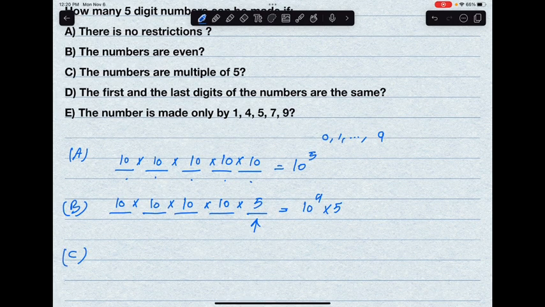Part C says the numbers are multiples of 5. When a number is a multiple of 5, the right digit must be 0 or 5. So it's exactly like part B, but this time we have only 2 choices for the last digit, 0 or 5. For the other digits, it can be any of the 10 digits: 10, 10, 10, 10.